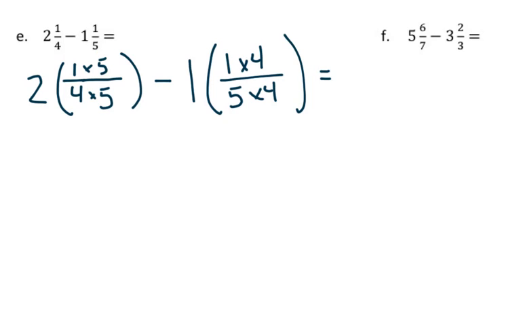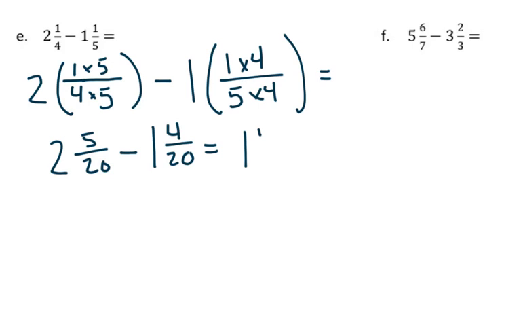So 2 1/4, I multiplied 1/4 by 5 over 5, so the numerator and the denominator by 5, minus 1 1/5, and again I multiplied 1/5 by 4 over 4. And so when we solve this, we have a common denominator of 20, so it's a little easier to solve. Subtracting the whole numbers, and I have an answer of 1 1/20.